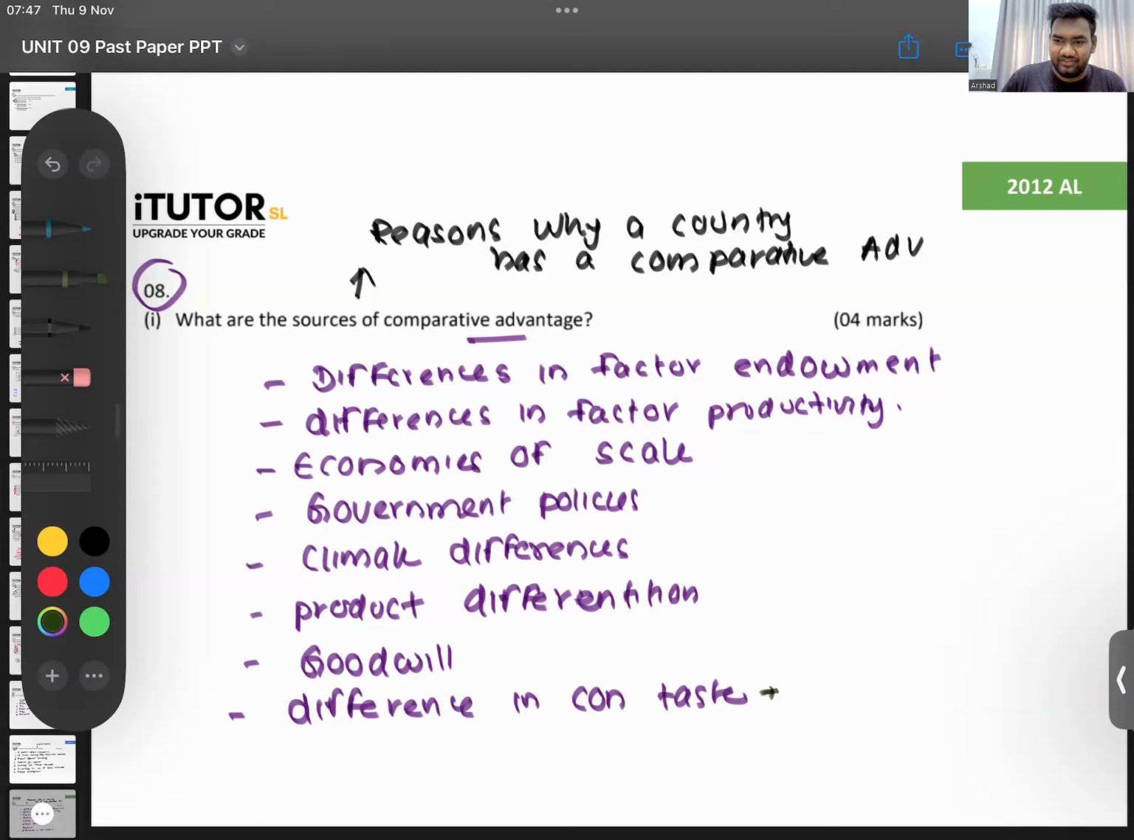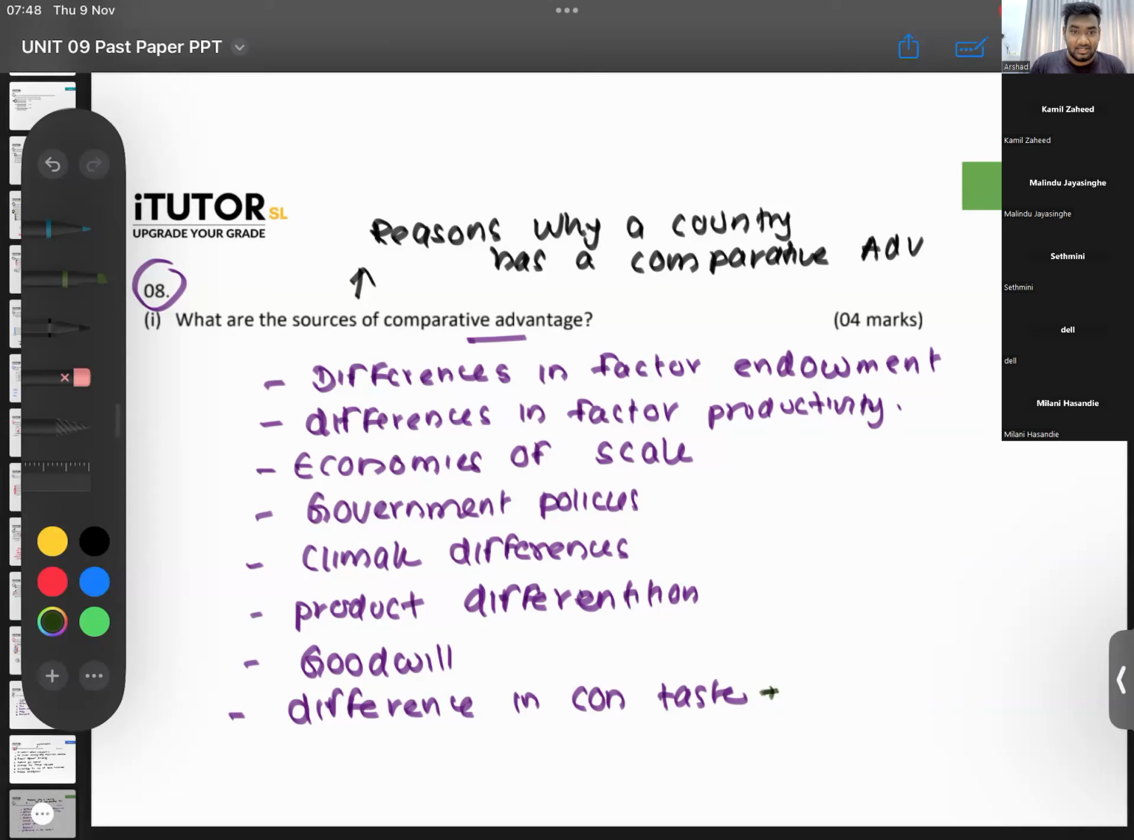Are there a few questions from outside? Let me go back to the past papers and get some questions. The third one, the 2012 question paper. This one, yeah, a good one.